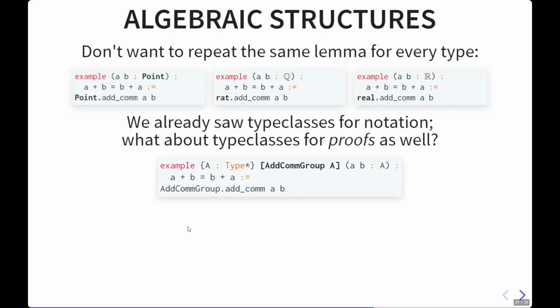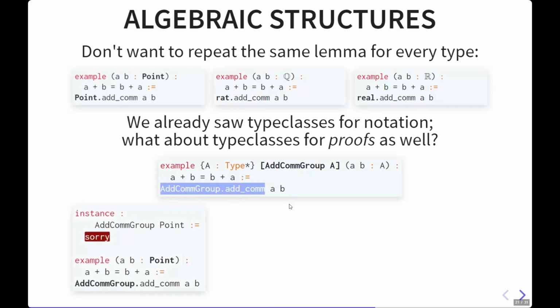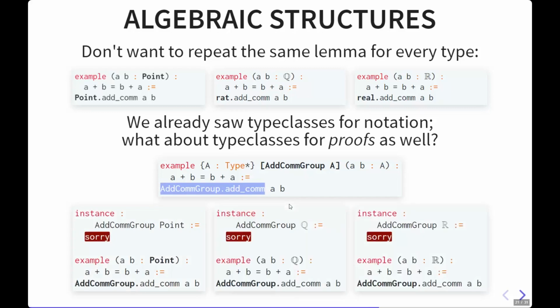And so what we do is we write in square brackets the type class that we want, the type we want it to apply to, close the square brackets, and then what will happen is if we try and use this lemma with a certain lowercase a and b, it will look at the types of a and b, find A, and then it will look for an additive commutative group to prove this lemma. And so here, this AddCommGroup.add_comm is referring to a field of this hypothetical AddCommGroup. And so what you would do is after you've defined this AddCommGroup class, you would show that points are an additive commutative group, you would show that the rationals are an additive commutative group, and the same for the reals, and then you can prove all three lemmas the same way.